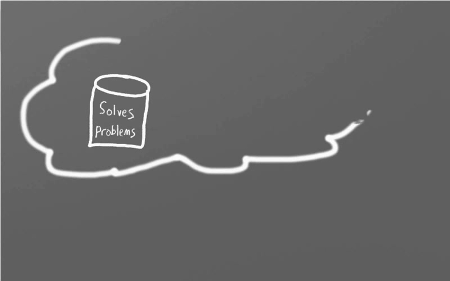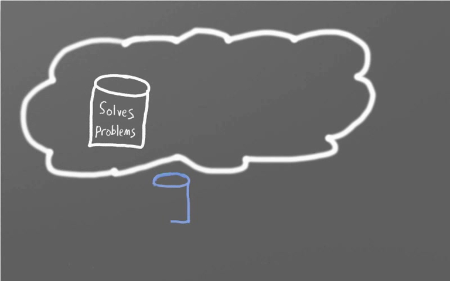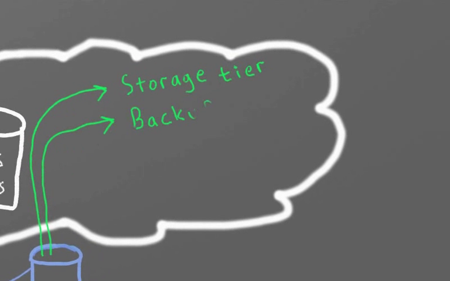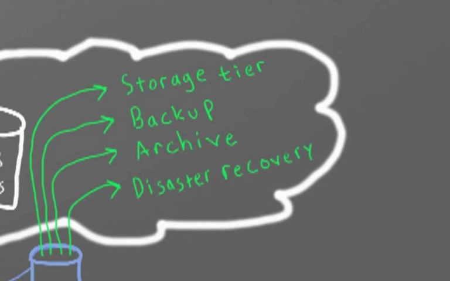So it turns out that cloud storage can solve a lot of the big problems in enterprise storage if it's integrated with local SAN storage and used as a tier and a repository for backup, archive, and DR. Just like everything else the cloud touches, storage is never going to be the same again.